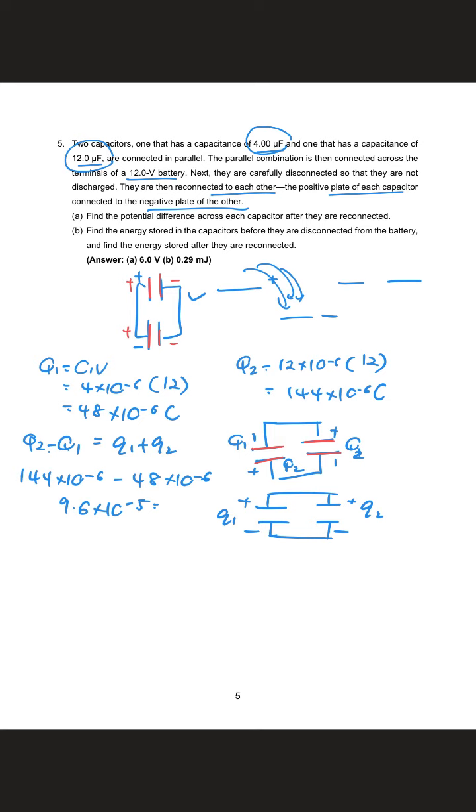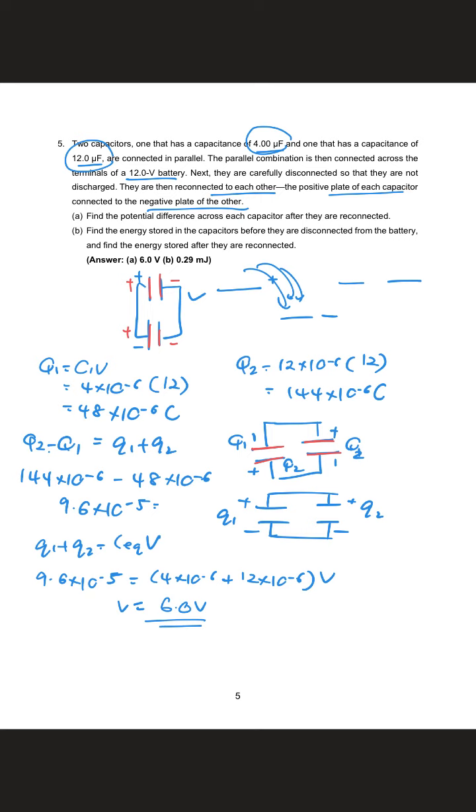Because they are connected in parallel, the potential difference is definitely going to be the same value. So I'm going to use Q1 plus Q2 equals C equivalent times V. This is going to be 9.6 × 10^-5 equals C equivalent, which is 4 microfarad plus 12 microfarad, times V. Then you get the value of V, which is 6.04. So for each capacitor, after reconnection and equilibrium established, the potential difference is going to be about 6 volt.